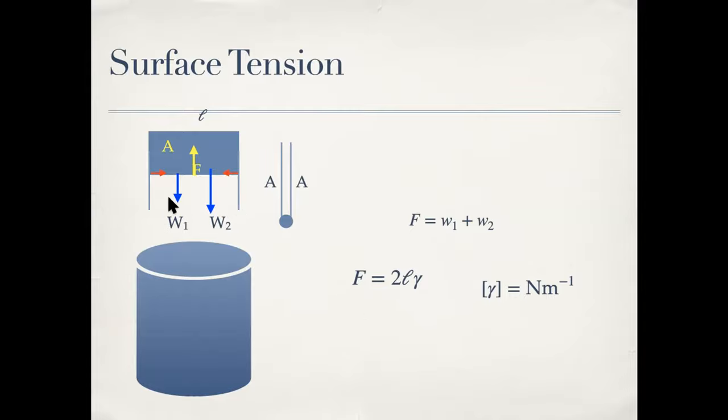And because there are two layers of the liquid, this force is twice the length of that wire times a certain coefficient which tells us everything about the property of the liquid. That coefficient, which I denoted as gamma, is called the surface tension. The force here is proportional to the length, and it balances this thing. Units of gamma are newtons per meter.